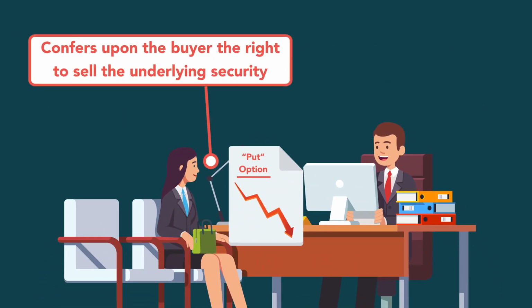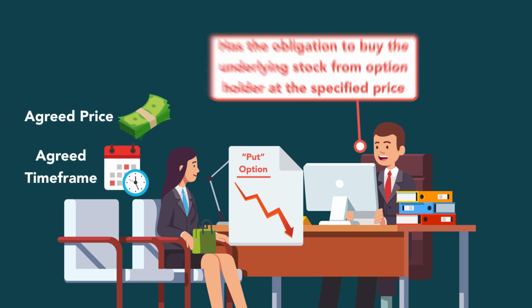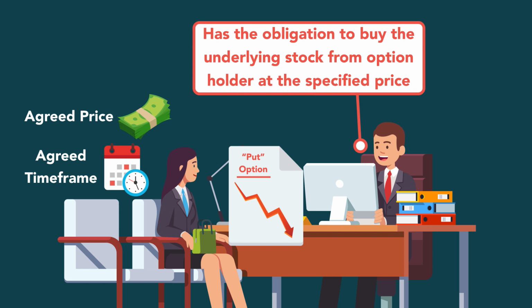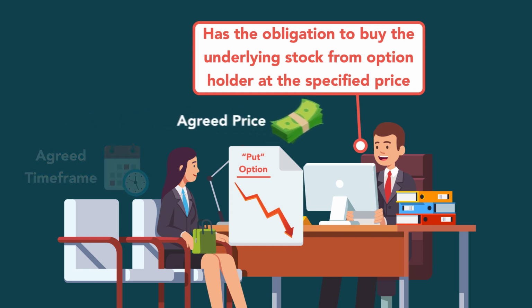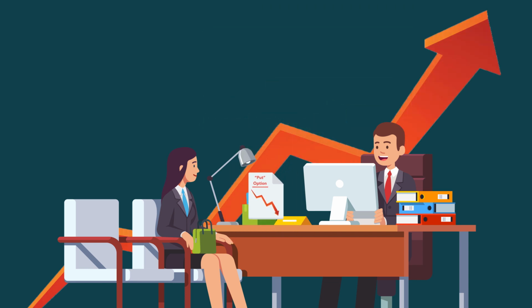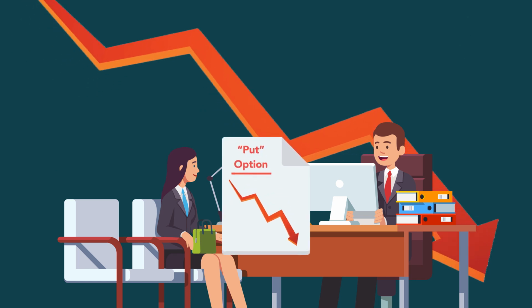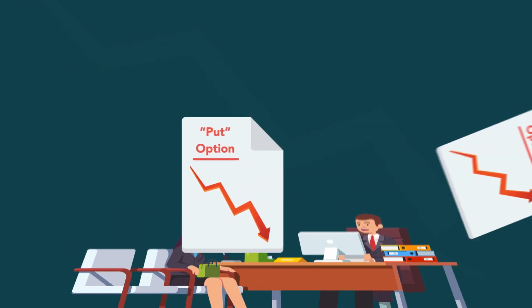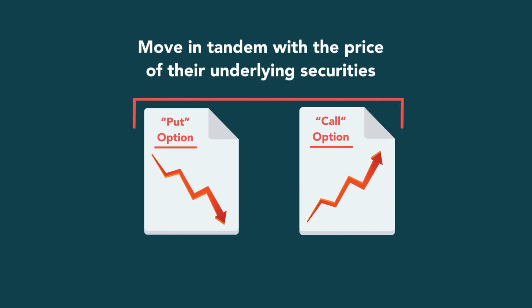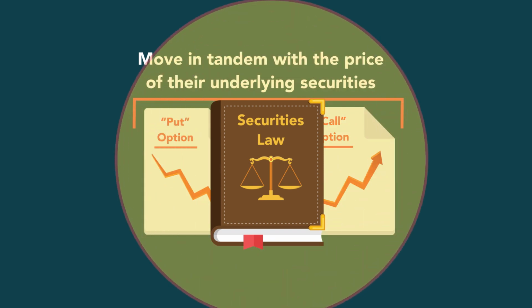A put confers upon the buyer the right to sell the underlying security, also at an agreed-upon price within an agreed-upon time frame. The seller of the put option has the obligation to buy the underlying stock from the option holder at the specified price. As the value of the underlying stock rises, the value of the put option falls. Conversely, as the value of the underlying stock falls, the put option's value rises. Because puts and calls and other derivative instruments move in tandem with the price of their underlying securities, federal securities laws protect the investors of these instruments.